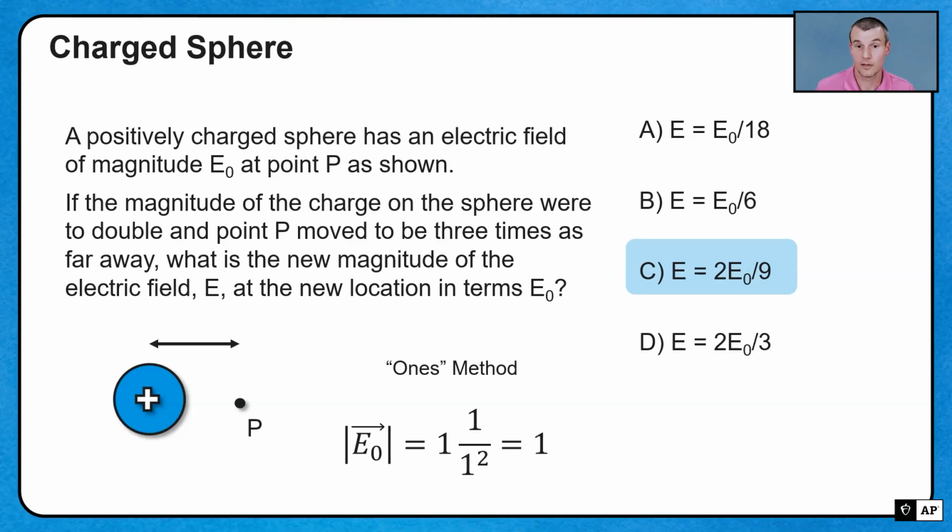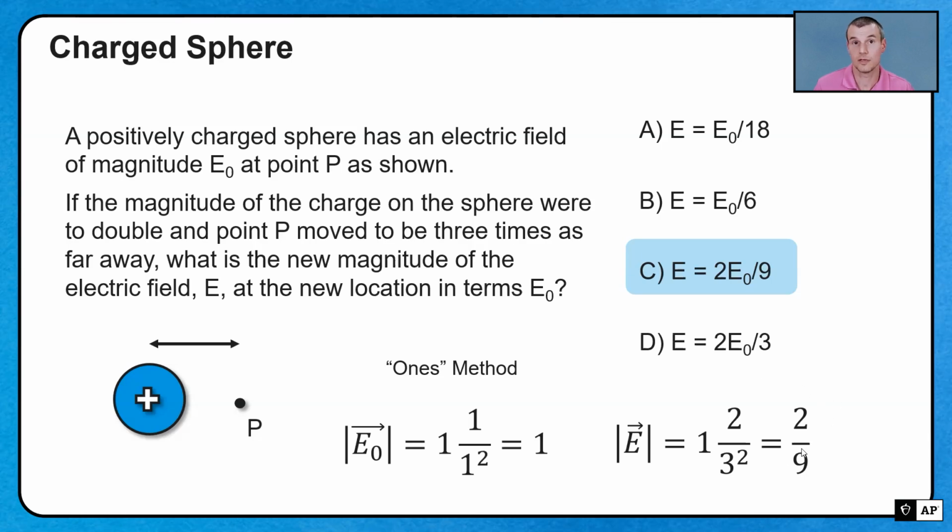But now let's look at what the new case is going to be. The new case was twice the charge and 3 times the radius. Well, that means my new result is going to be 2/9 of what it was initially. Because if my initial case is 1 and my new answer is 2/9, that is by definition 2/9 of 1. So that's where it ends up being 2/9 of E0.